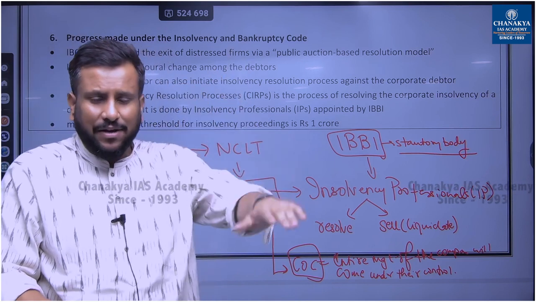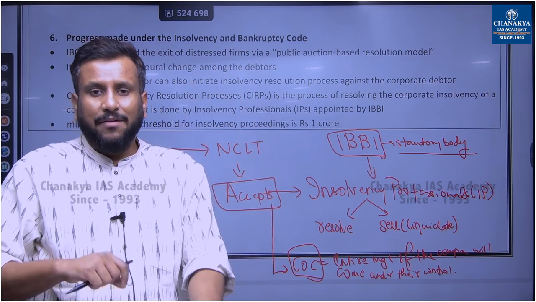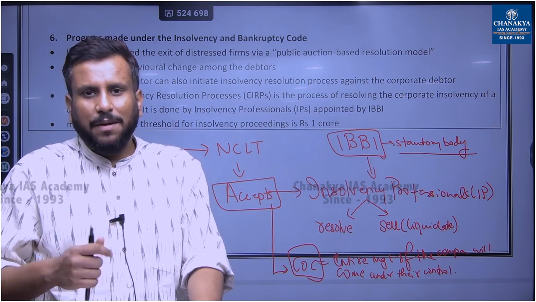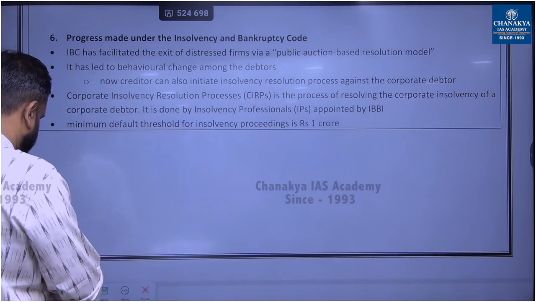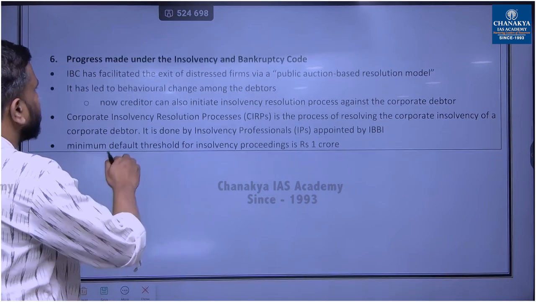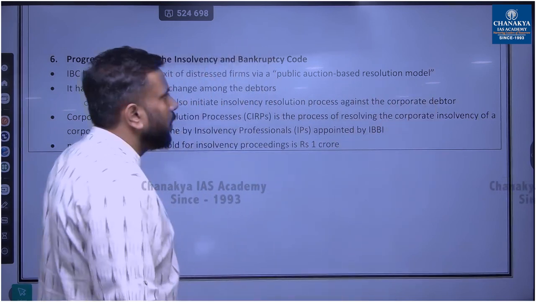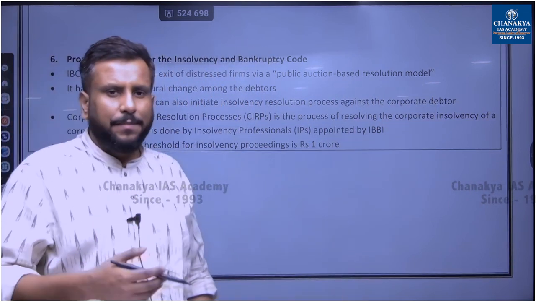Iski wajah se NPA kafi decline hua hai. Now the people are very much afraid of defaulting their interest payment or principal payment. This has brought a structural change, right? So IBC has facilitated exit of distressed firms by a public auction based resolution model. Public auction ka matlab that company is sold to the public.